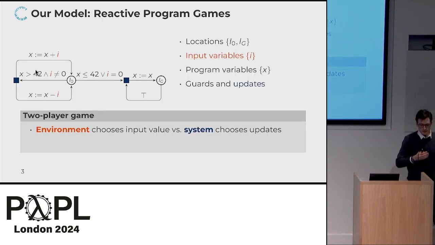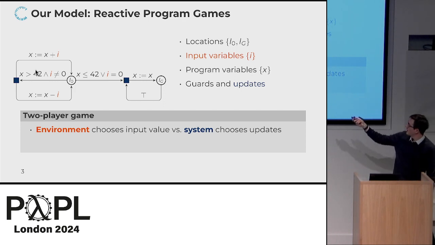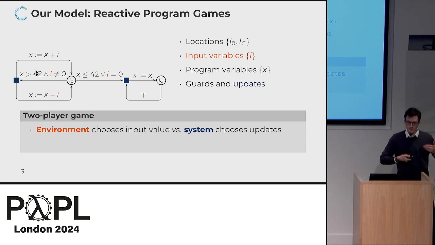The formalism that we want to look at now is again a game. It's a two-player game, played between an environment and a system. Here I have an example. In this game we have locations, and we have variables. There are two kinds of variables. There are input variables, those are chosen by the environment. And there are program variables that are part of the state. They're not directly controlled by the system, but they are part of the state.